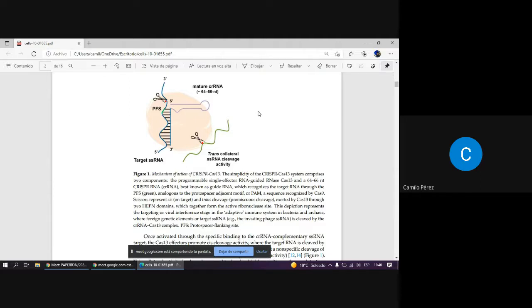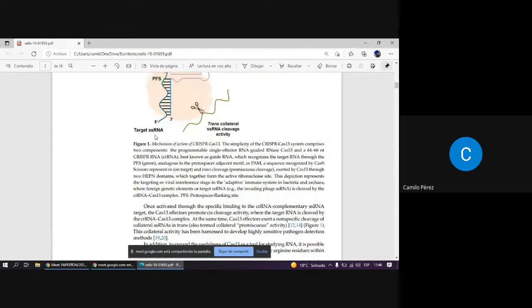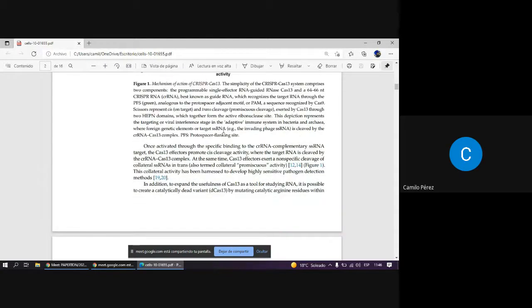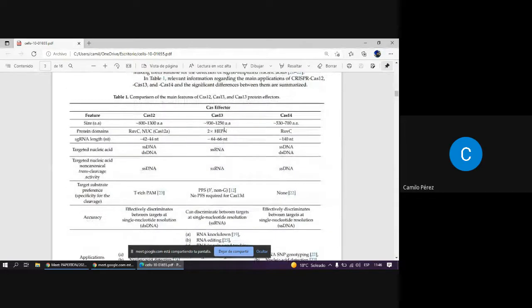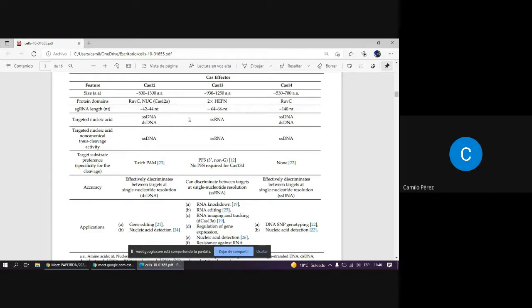The model is modified depending on the target, for example a short RNA or a transformed cDNA. It is different, and it only depends on the technique. In this table, you can see the different characteristics of the enzymes used in CRISPR: Cas12, Cas13, and Cas14, which depend on the technique or also on the target.